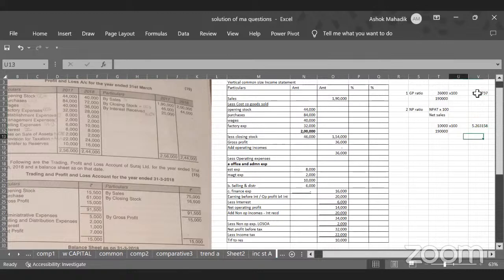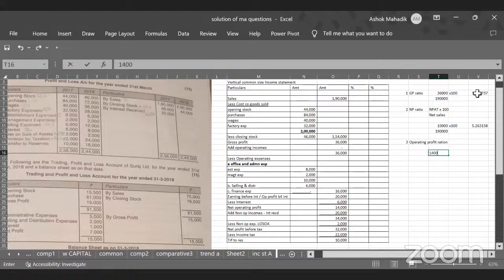$5.26. Okay. Third one is operating profit ratio. The formula for that will be operating profit upon net sales into 100. The formula is written in your ratios name only.